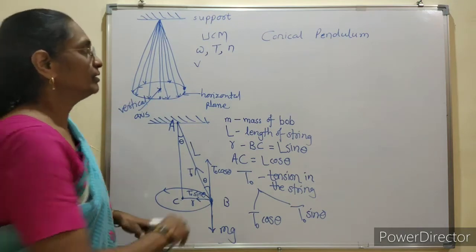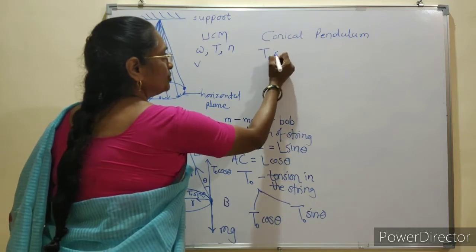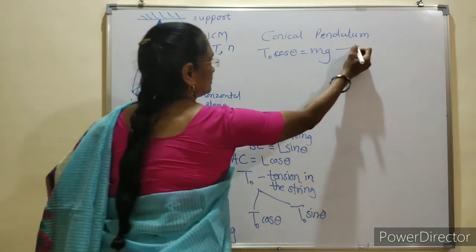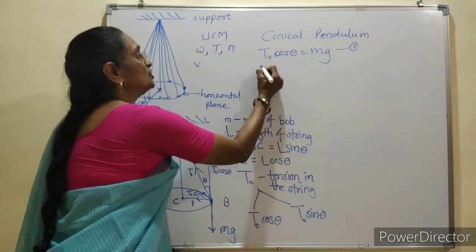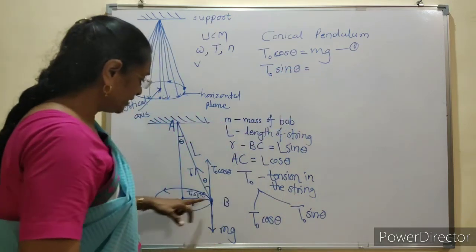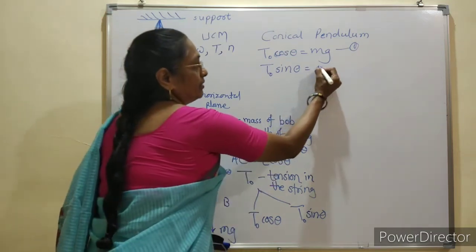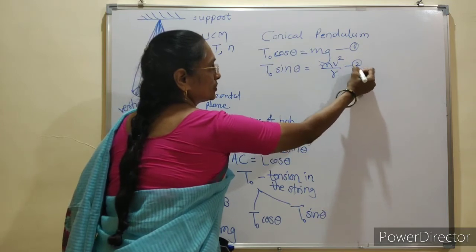Now from the figure we can observe T0 cos theta is balanced by the weight. This is equation number 1. Now T0 sin theta is along the radius and directed towards the center. Therefore, it provides the necessary centripetal force.